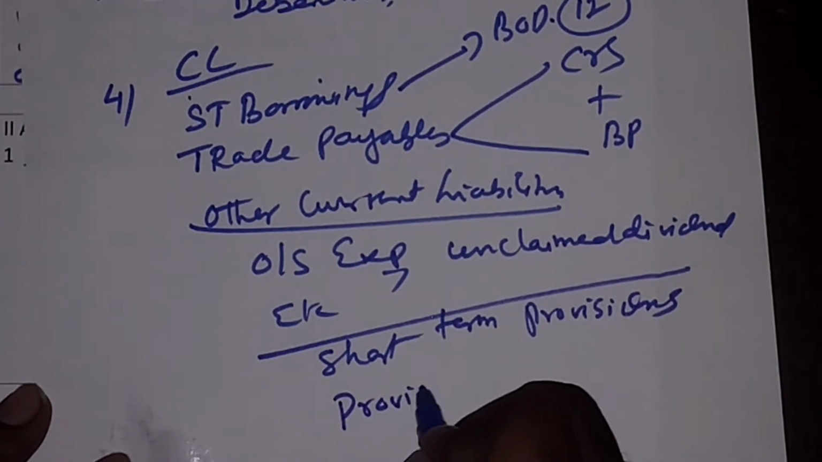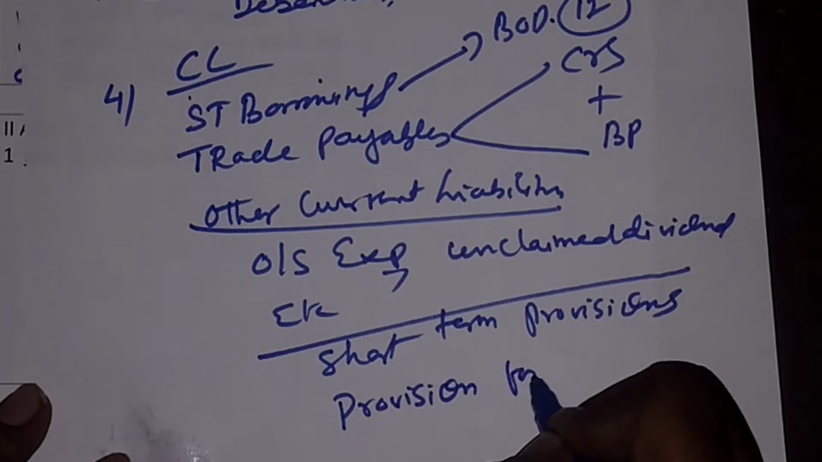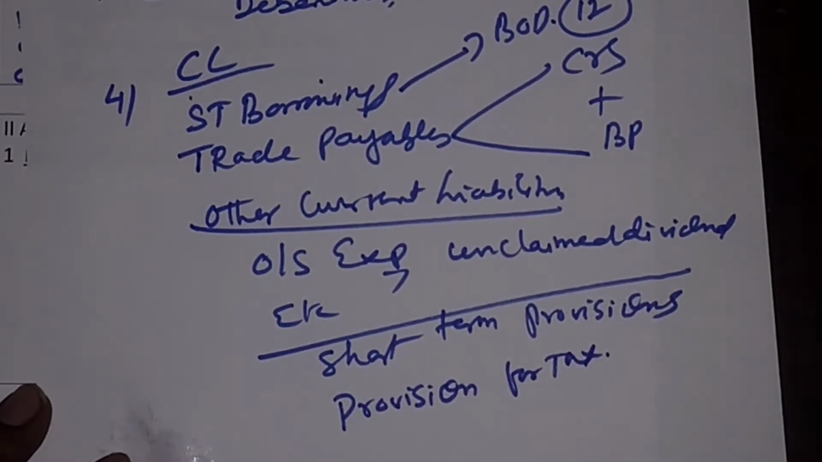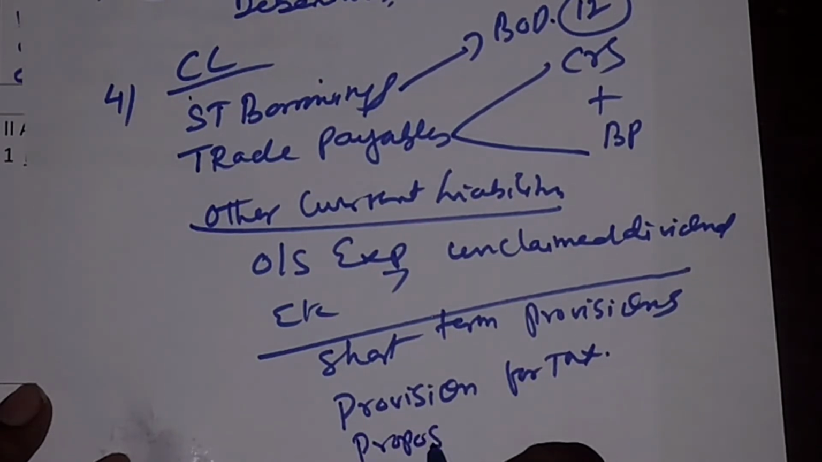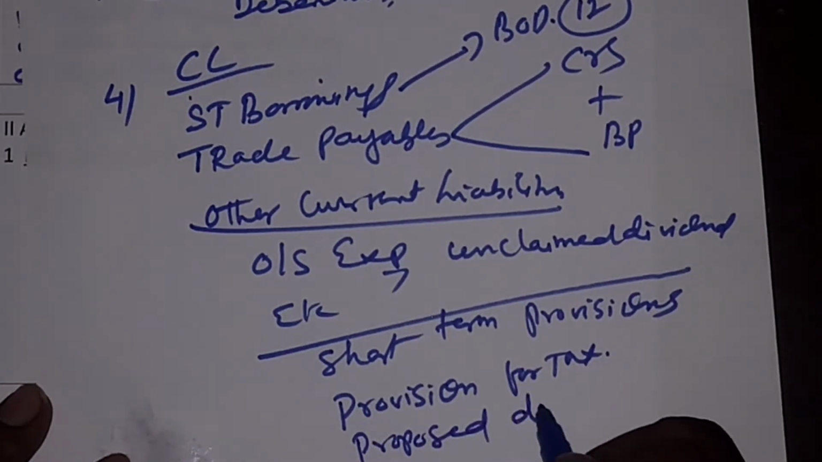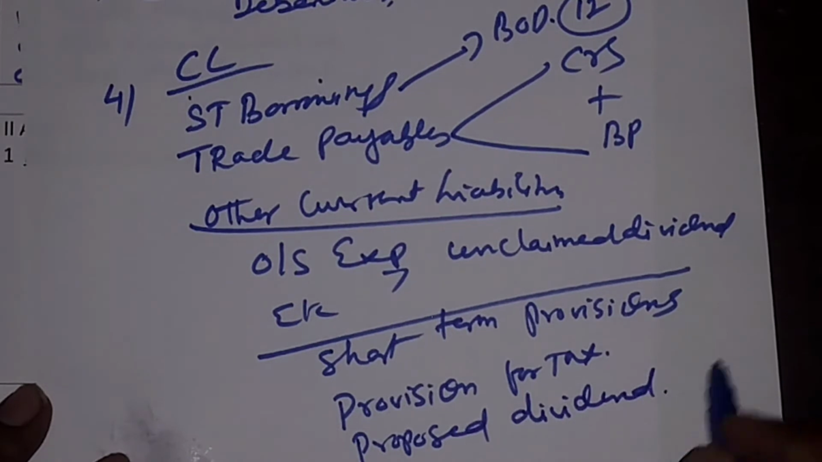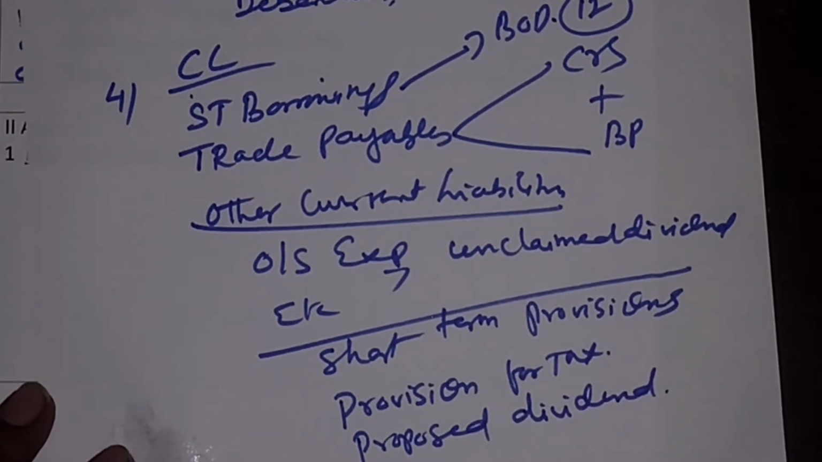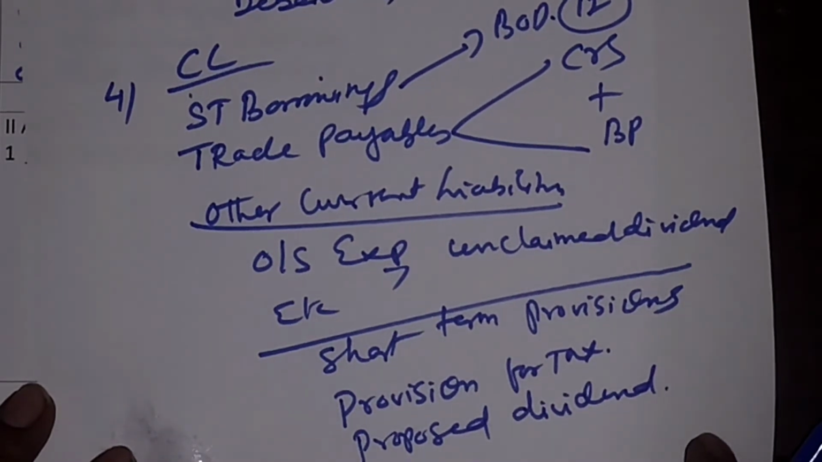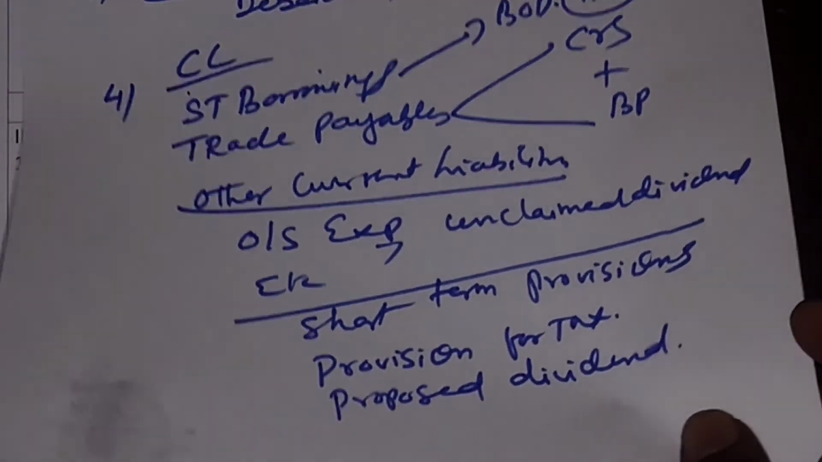That is provision for tax and proposed dividend. Provision for tax and proposed dividend. Yes, these are the common entries which will appear on the liability side. Even plenty of other entries are there, but as per our syllabus we are covering it with fewer items.